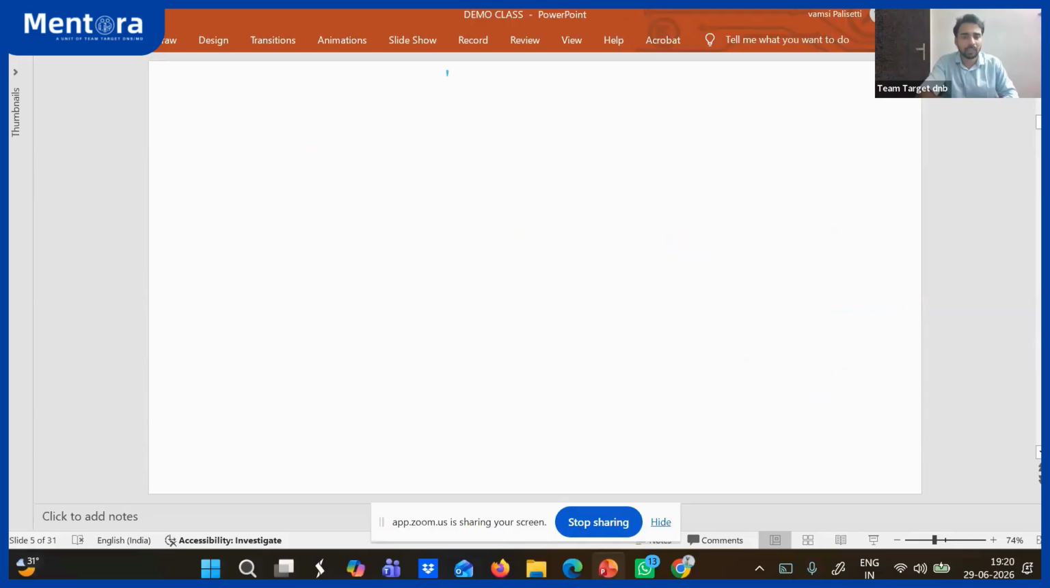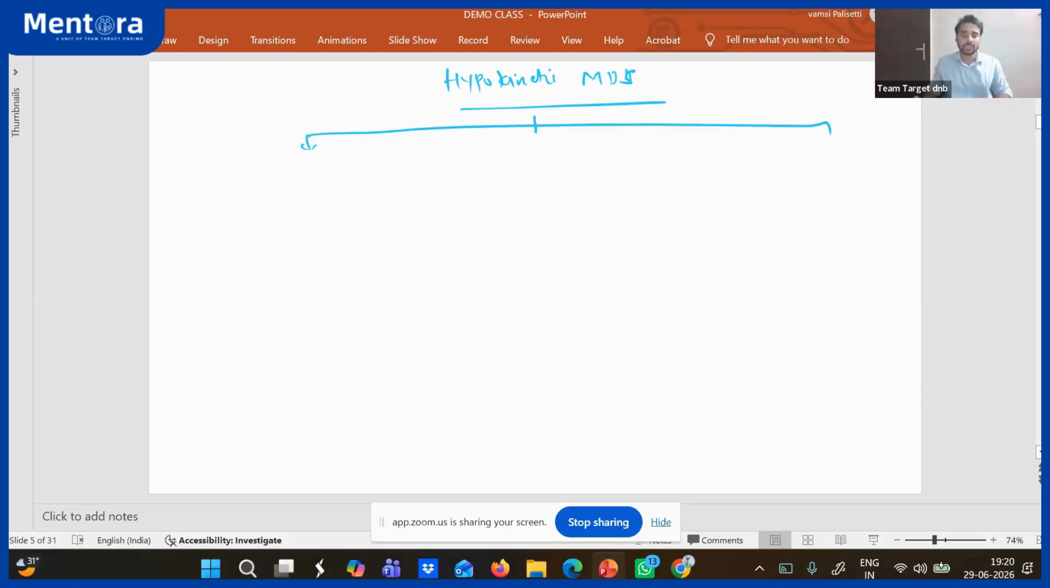I just want to mention, when you take hypokinetic movement disorders, I can divide them into two things. One is what you typically see in OPDs, that is Parkinsonism, right? And the other is called Parkinson plus syndrome. Parkinson plus syndromes. Simple, right?